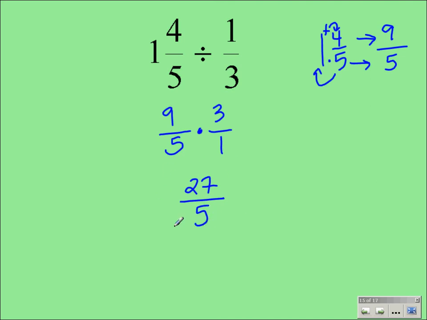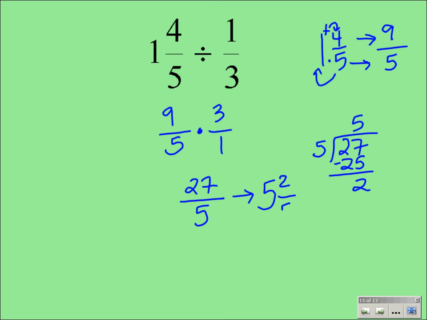Now this is an improper fraction. We need to change the improper fraction to a mixed number. So let's take 27 and divide it by 5. 5 goes into 27 5 times. We do some subtraction, and that leaves us a remainder of 2, so it'll be 5 and 2/5. So 5 and 2/5 will be fully simplified.